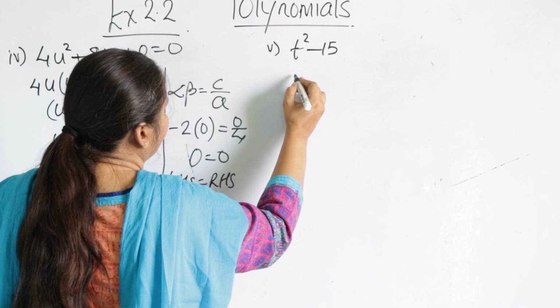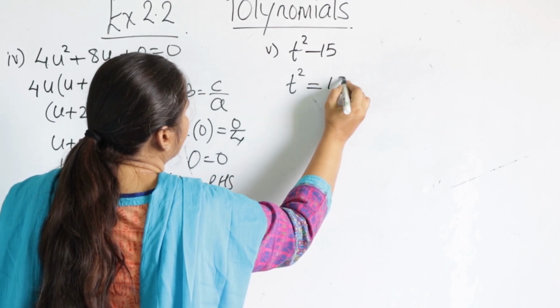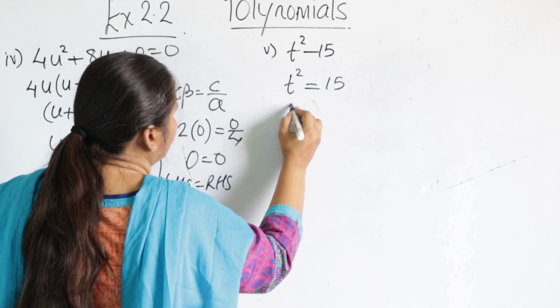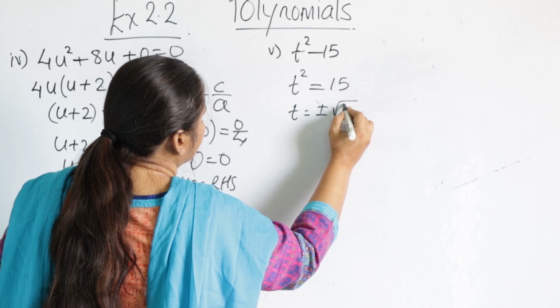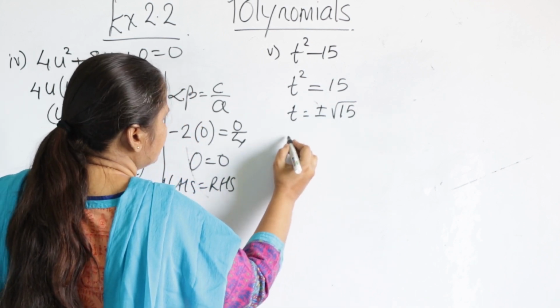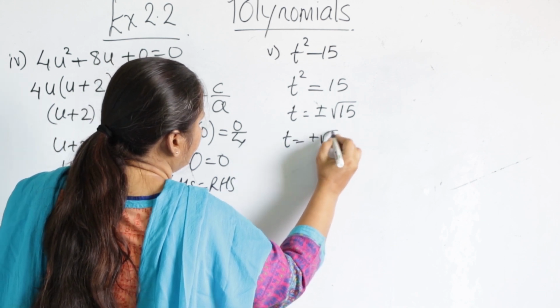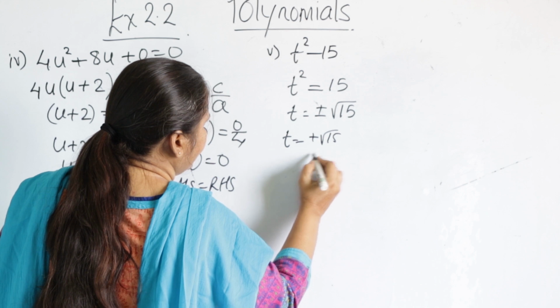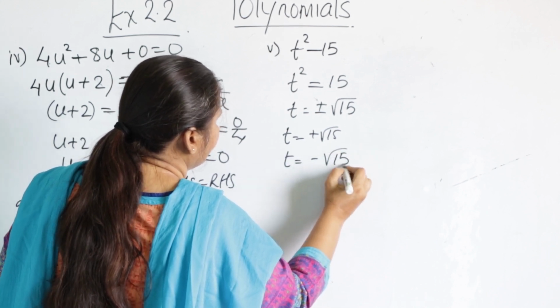Problem number 5 can be solved in a very easy way. t square is equal to plus 15, just transpose. t is equal to plus or minus root 15. So, the zeros are t is equal to plus root 15 and t is equal to minus root 15.